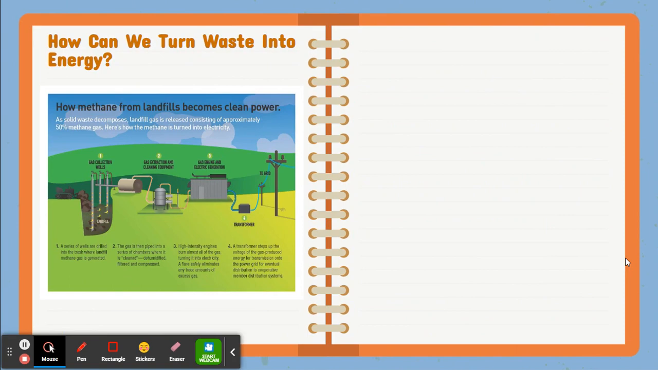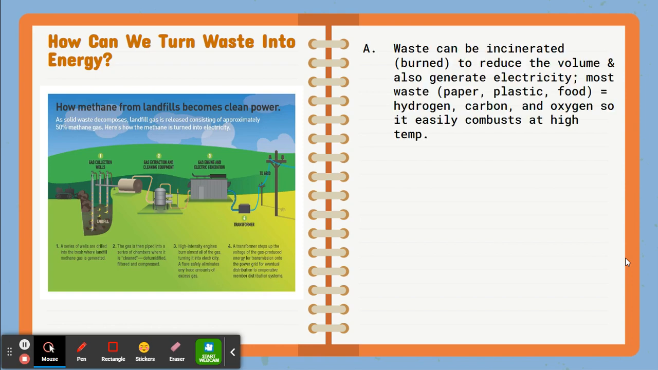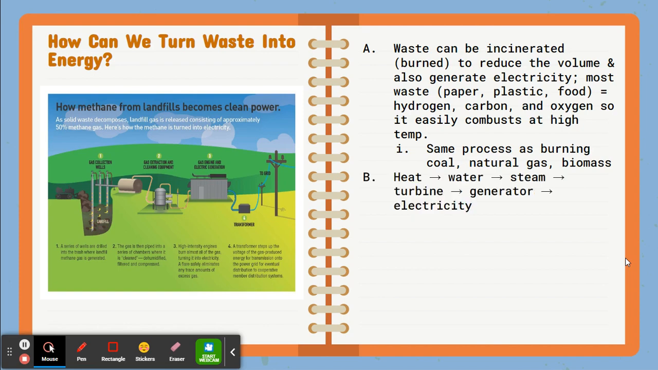And then last couple things. We said before that landfills have the potential to produce a lot of CO2, a lot of methane. So can we take that methane and turn that waste into, let's say, energy? Yes, we can. Waste can be incinerated to reduce the volume in the landfill itself, but it can also generate electricity. Most of that waste, paper, plastic, food, contains things like hydrogen, carbon, and oxygen, so it can combust at high temperatures. And for the most part, it runs in the same way as some of the other fuels that we discussed in Unit 6, like coal, natural gas, and biomass.